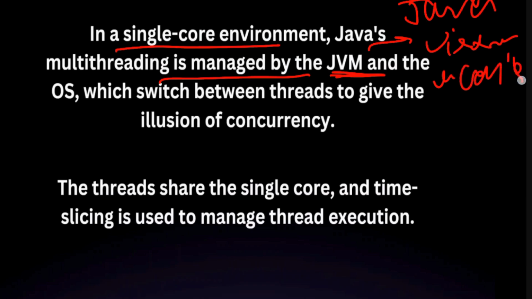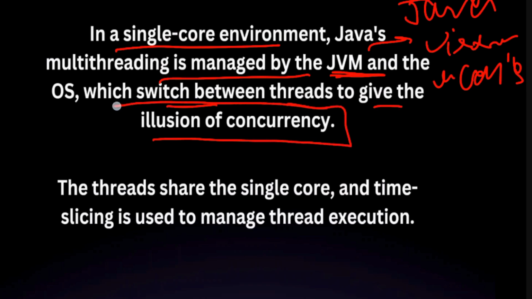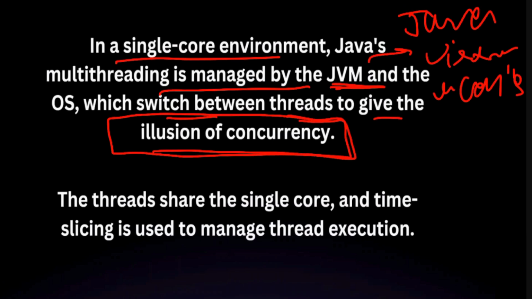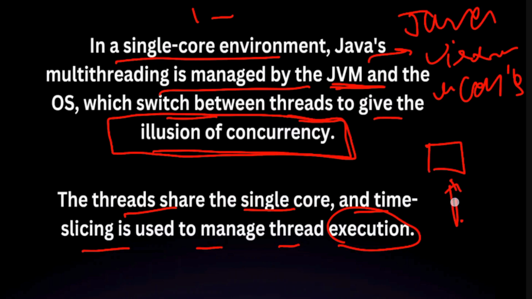The operating system switches between the threads, which gives us the illusion of concurrency. The threads share a single core and time slicing is used to manage thread execution. As I explained, it gives an illusion of concurrency. The same processor switches between two threads back and forth, and time slicing is used.